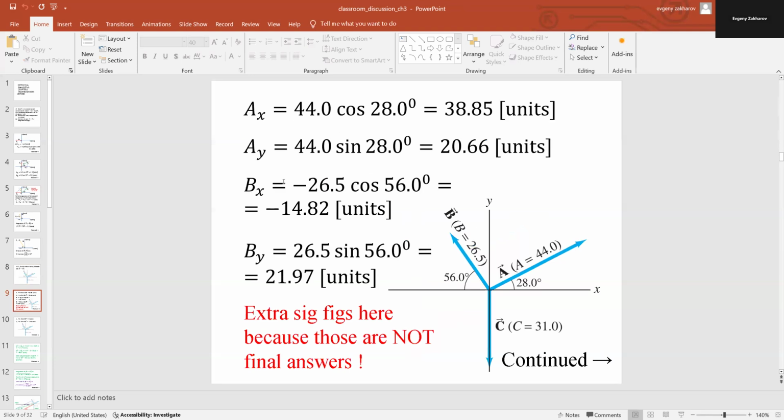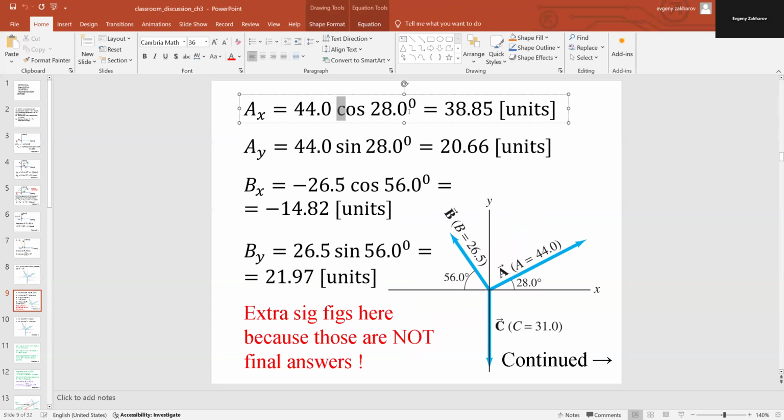So first thing first, A sub x, A sub y. What do you see? You see how A sub x is the side adjacent to the 28 degrees angle. And if it's adjacent, the function is cosine. If it's A sub y, the vertical component, if this is 28, then this is 28, alternate interior angles, and this side is opposite to 28 degrees right here. If it's opposite, then the function is the sine.